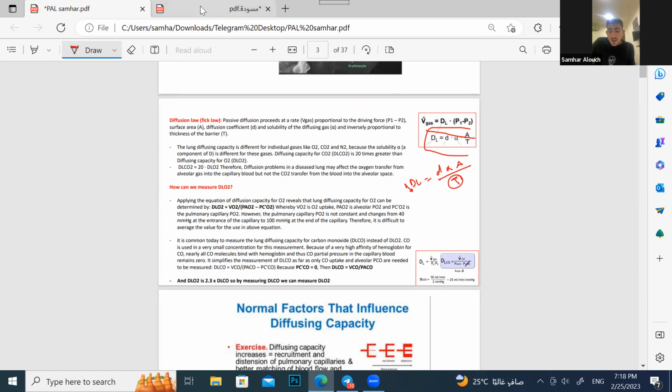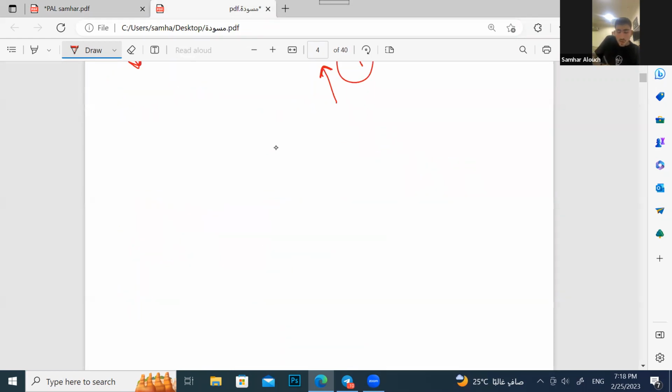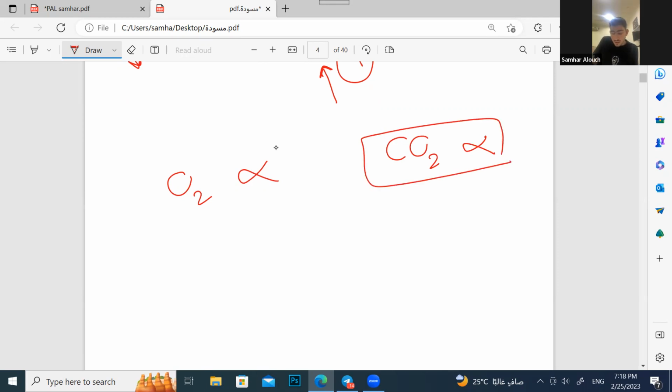Yes. In oxygen, if we compare the oxygen solubility, which is alpha, and if we compare the carbon dioxide solubility, which is also alpha, we find that the carbon dioxide solubility is 20 times higher than oxygen. 20 times higher than oxygen means that the carbon dioxide D, the ability to pass, is also 20 times higher. So now if I have a pulmonary problem, like an obstruction or something, which one do you think will have the problem? Like we will have a low level of it, oxygen or carbon dioxide?